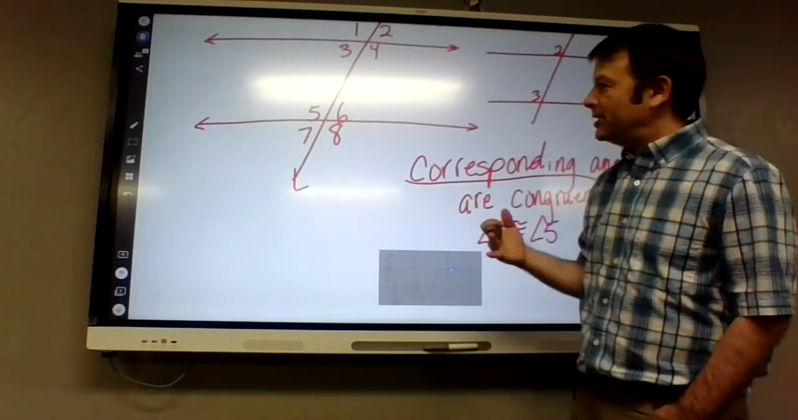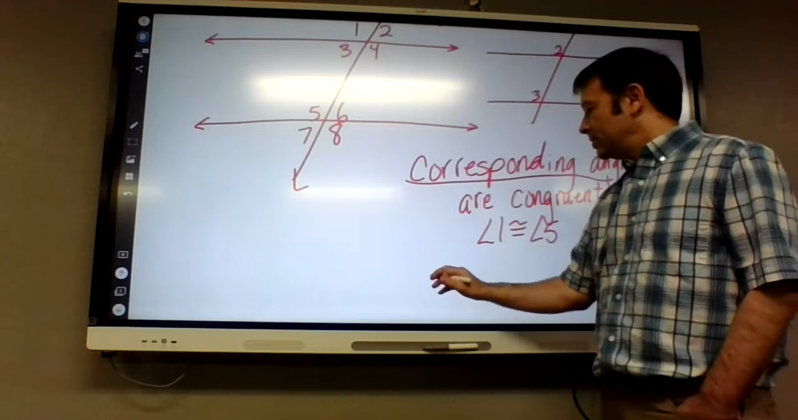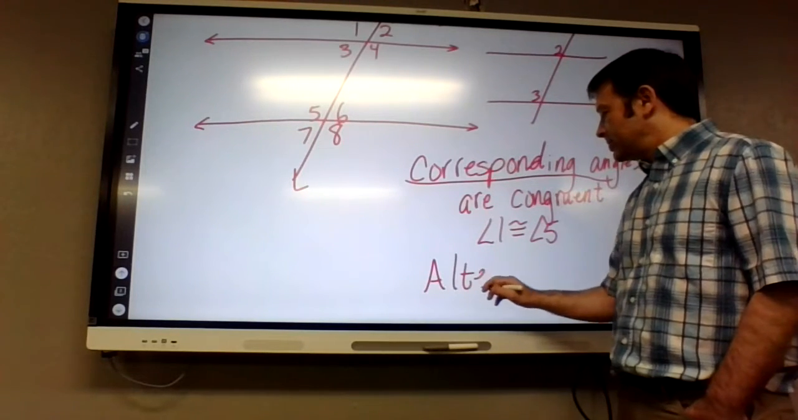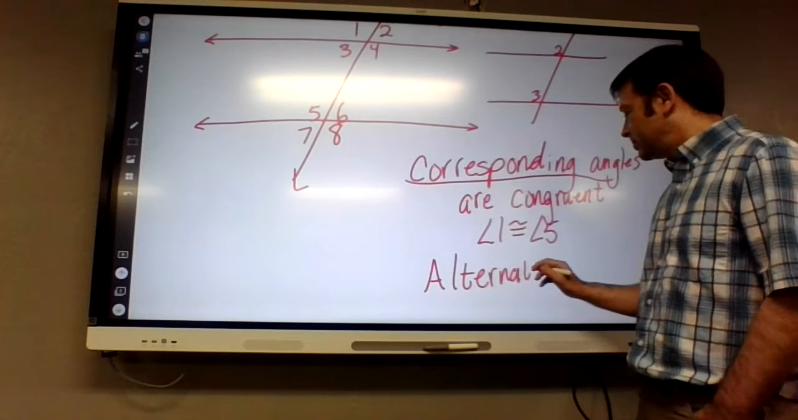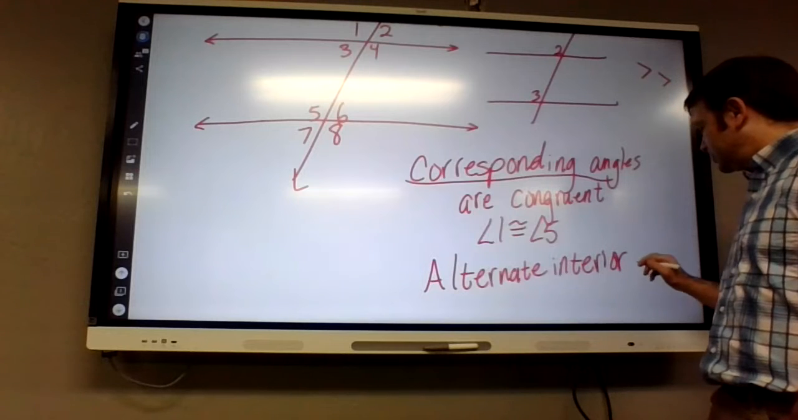Okay, so what we did there was a little proof. I didn't write it all out, but it shows that alternate interior angles are congruent. Okay, what do they mean, alternate interior angles?